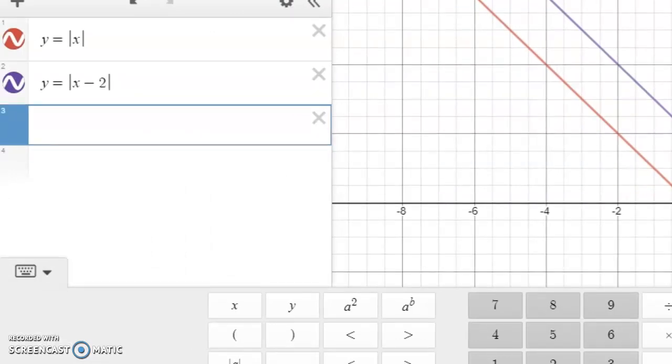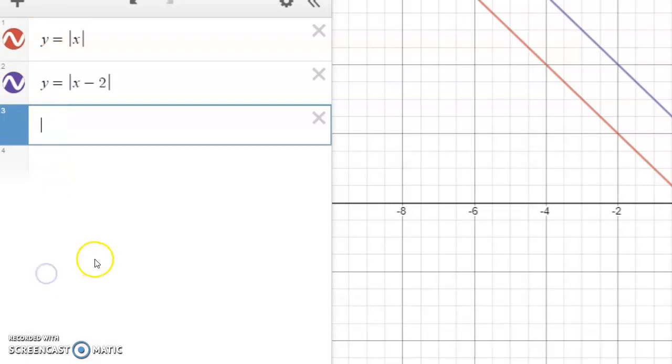If you do y equals, let me close this down. Y equals, I'm going to need the absolute value, so I need to pull it right back up.